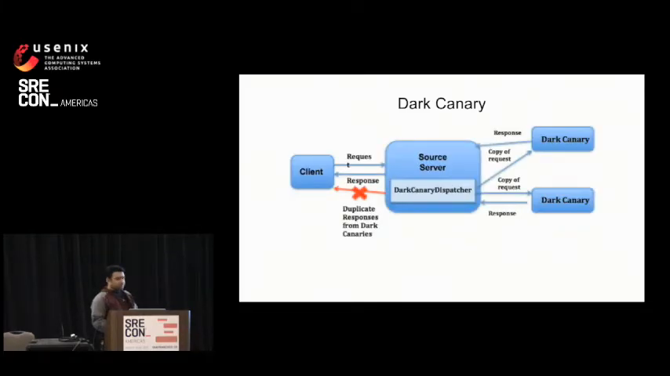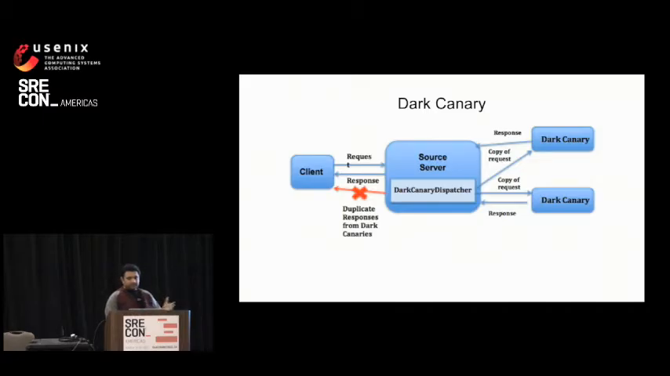Dark canary has two major components. One is the source server, which takes regular production traffic, real traffic, and is configured as a dark canary dispatcher. It makes a tee of it, copies the read requests, and redirects them to the dark canary node. The dispatcher node also uses a multiplier, which determines how many read requests you want to forward to the dark canary node. If the multiplier is greater than 1, you send multiple copies. If it's less than 1, you send only a certain percentage of the traffic.